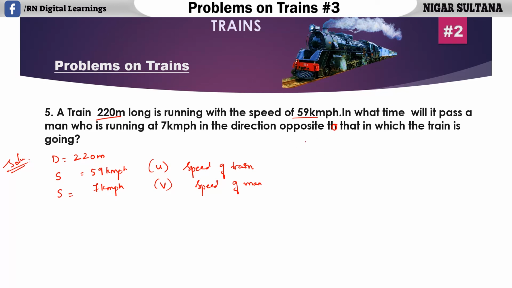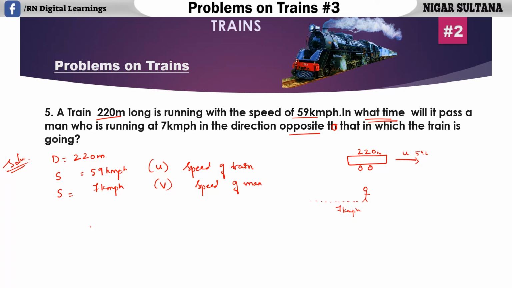Now these two, the train and the object, that is man, are moving in the opposite direction. Now suppose if this is a train, what is the distance? 220 meters. Now this train is moving with a speed of 59 kilometer per hour. And another one, man is standing here. Now this man is walking in opposite direction with the speed of 7 kilometer per hour. We need to find the time, at what time they'll meet each other.